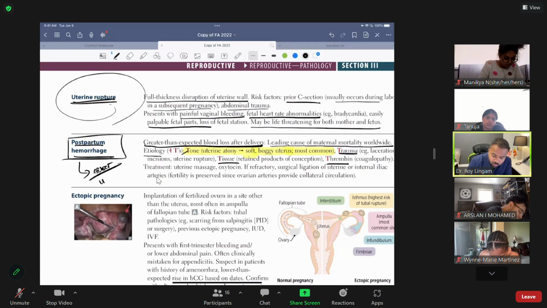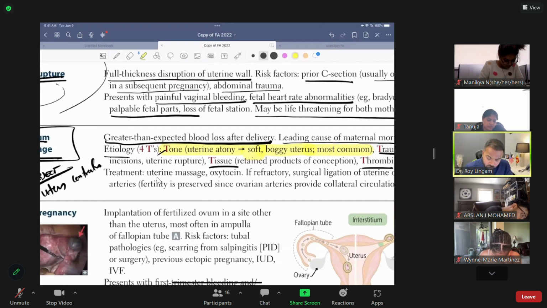Object to have uterus contraction. That means the first step, what we're going to do, is uterine massage. You need to know, number 1, that's the order. There's an order of doing things.